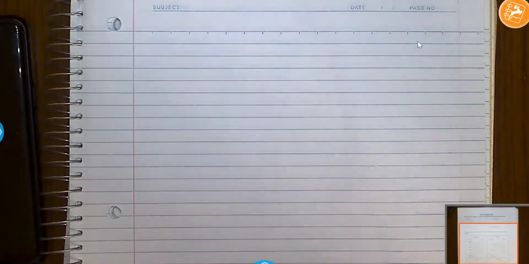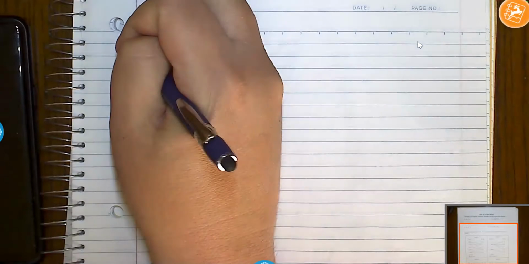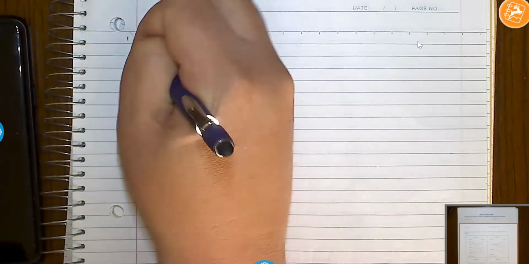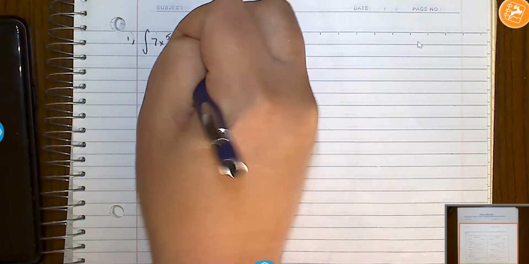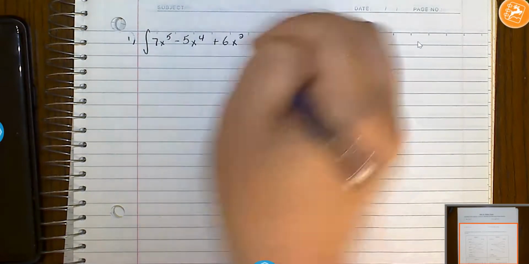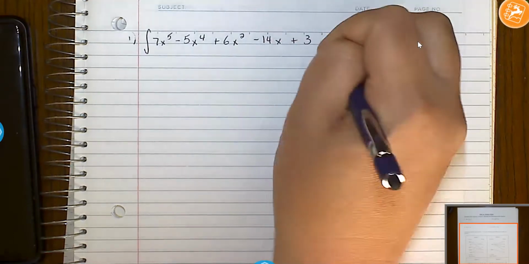Just wanted to go over the problems from yesterday so you can have a better understanding of what you're doing. The first problem, number one, we have the integration of 7x to the fifth minus 5x to the fourth plus 6x squared minus 14x plus 3 dx.